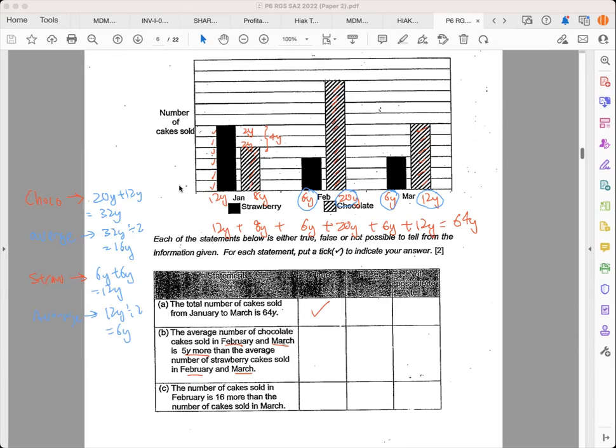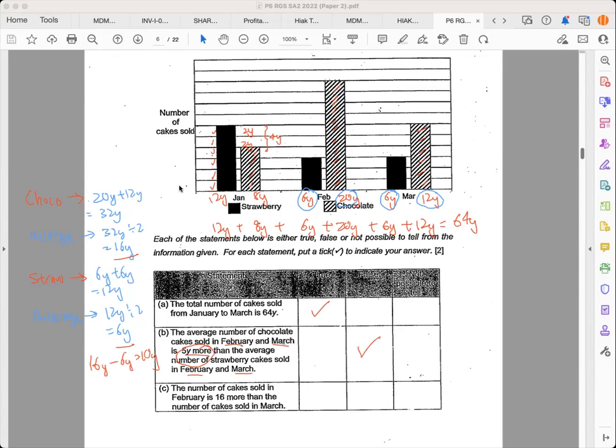So we are comparing 16y, which is the average of the chocolates for February and March, with 6y, the average for strawberries for February and March. The difference is 10y. So this is not correct, because the statement says it's 5y more, but in fact it is 10y more. So this is not true.